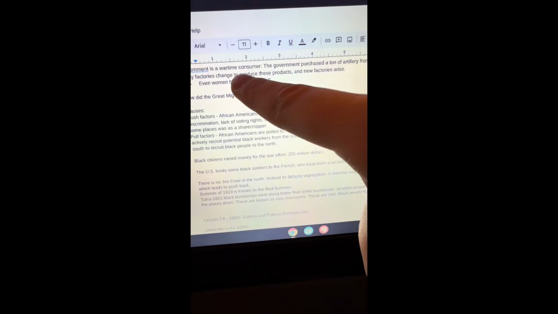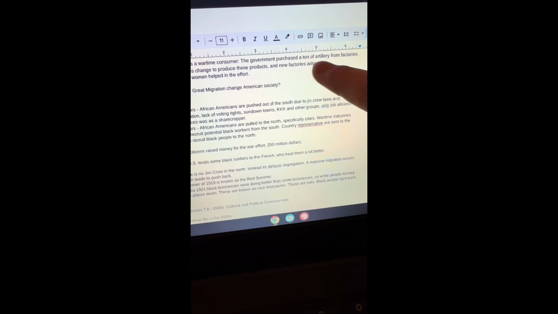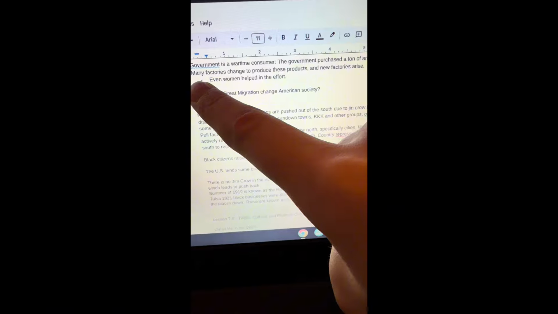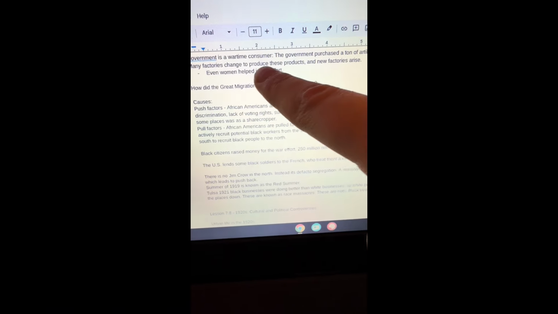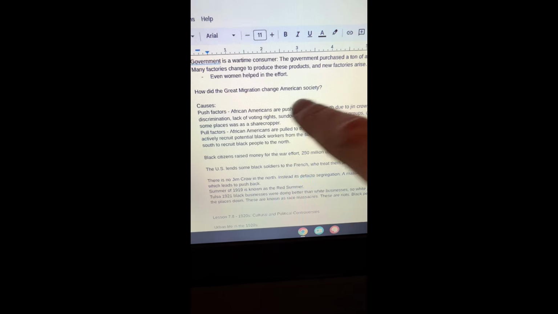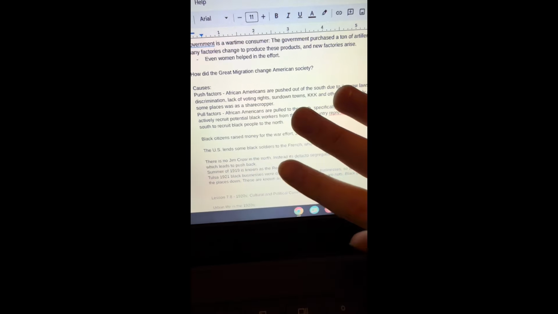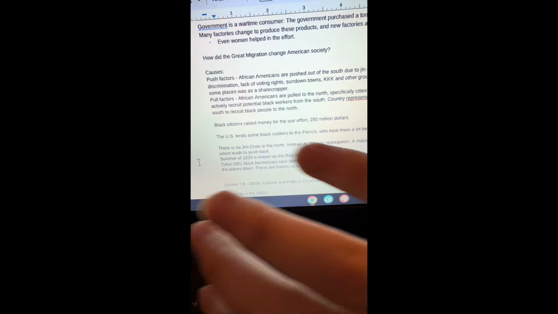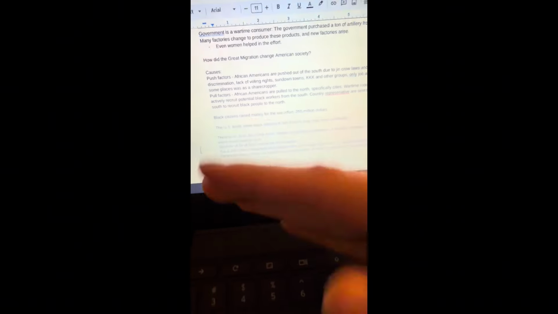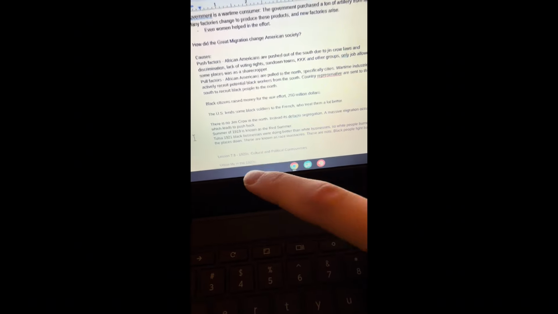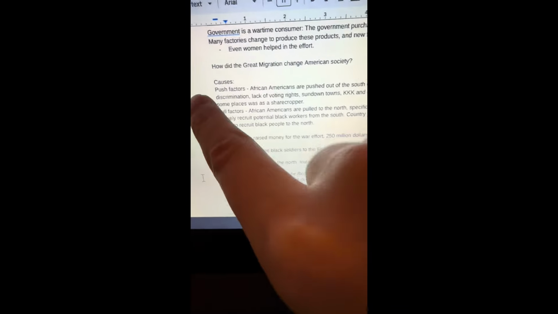Government is a wartime consumer. The government purchased a ton of artillery from factories. Many factories changed to produce these products, and new factories arise. Even women helped in the effort. This is huge. This caused societal norms of women to change, and women started to fight back and rebel against these societal norms. Like the cult of domesticity, it started to wobble in its stability. Okay, people were questioning it, which is awesome.